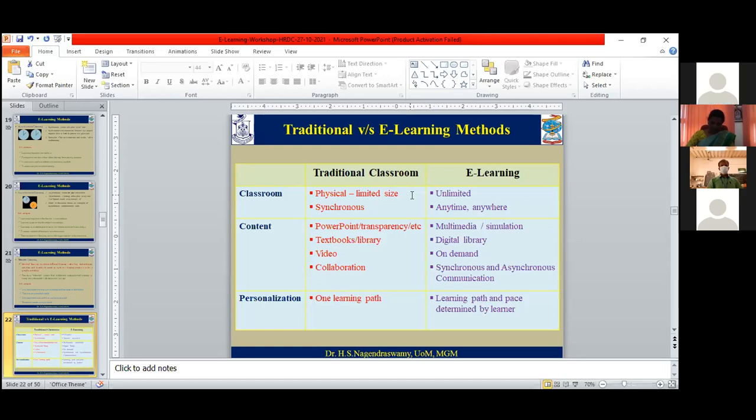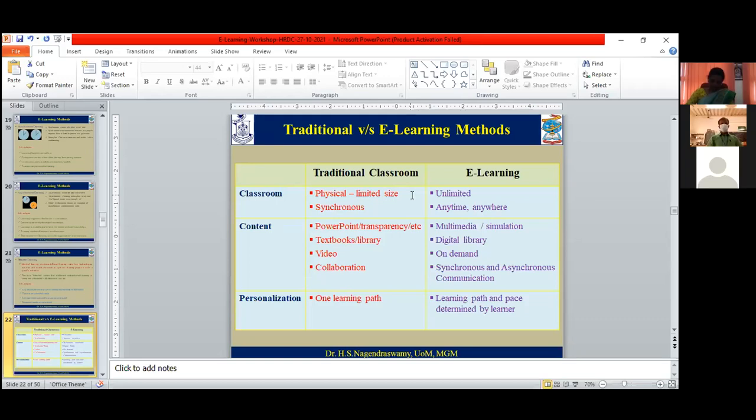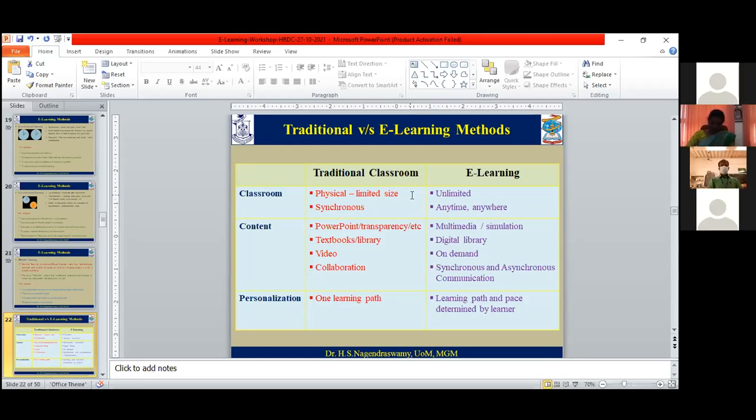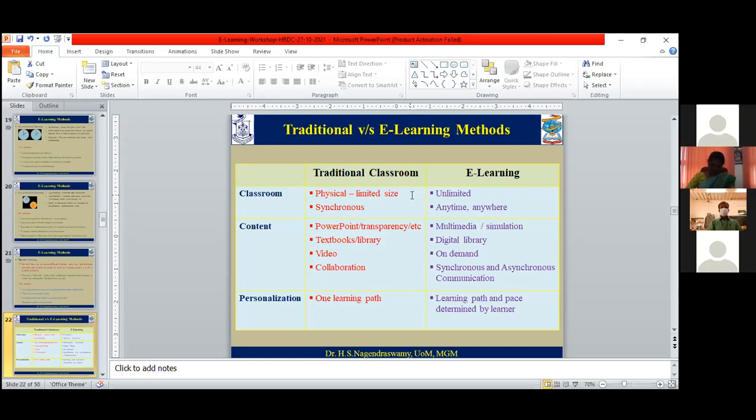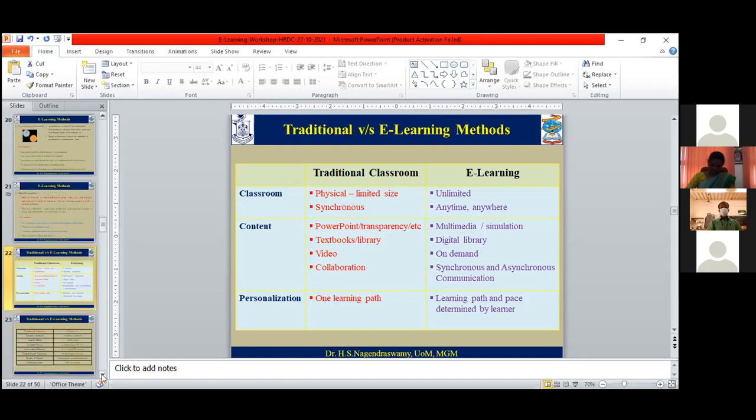But when it comes to personalization, in a traditional classroom, it is one learning path. In an e-learning environment, the learning path and pace can be determined by the learner. If a learner has registered for many courses online, he can choose which online class he has to attend and which he has to study, based on his interest, convenience and pace. But that is not possible in a traditional classroom environment. So that's how we can compare the traditional and e-learning methods.